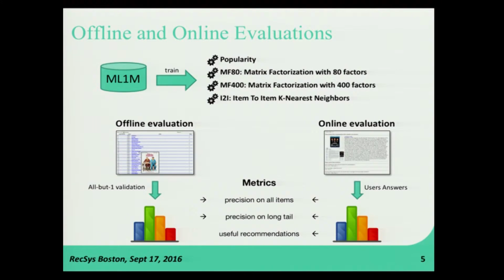Then we evaluated these models on the offline data that we collected in the first round using all-but-one validation, and we computed precision on all items and precision on long-tail items. And we did the same with the data from the second round. So using the answers that the users gave, we were able to compute precision on items, precision on long tail, and also useful recommendations.